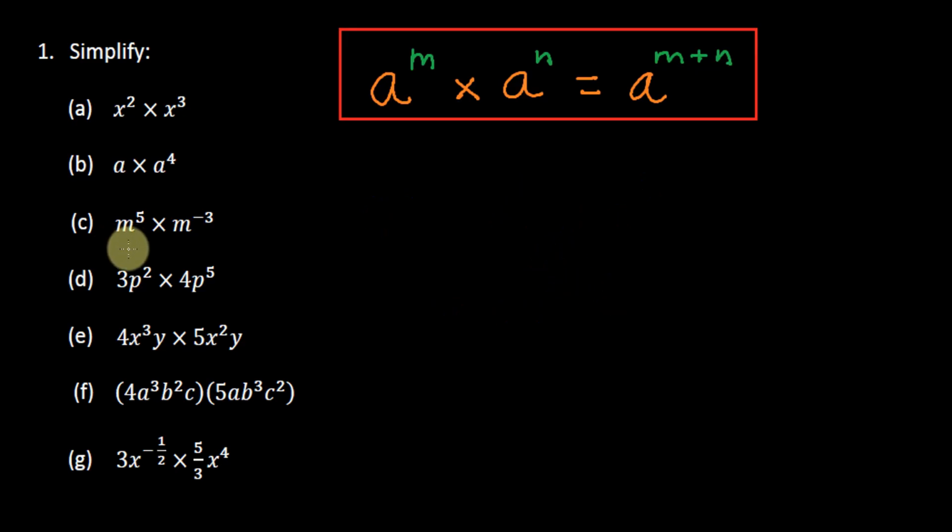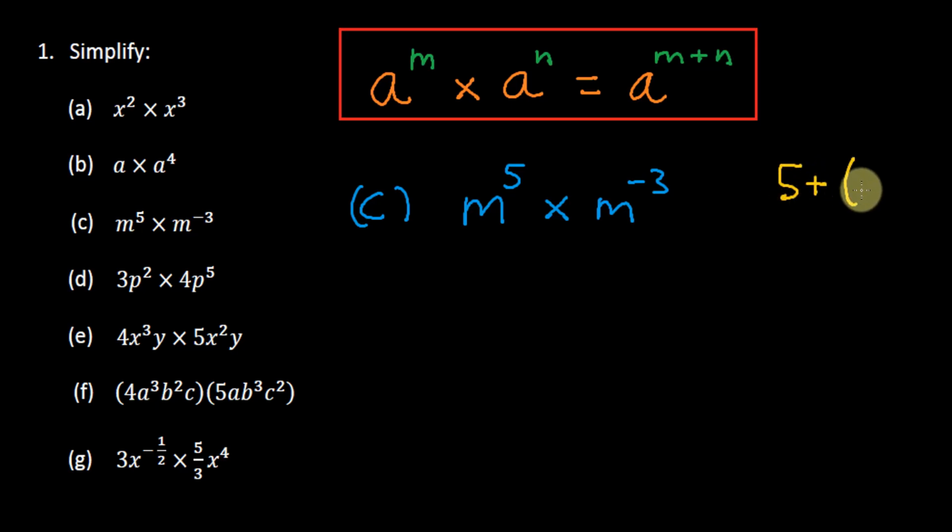Then in c, we have m to the 5 times m to the negative 3. Once again, we are multiplying two exponents and the bases are the same, so we can add the powers. So 5 plus negative 3 is the same as 5 minus 3, which of course is 2. So this is going to be equal to m to the power 2, or m squared.